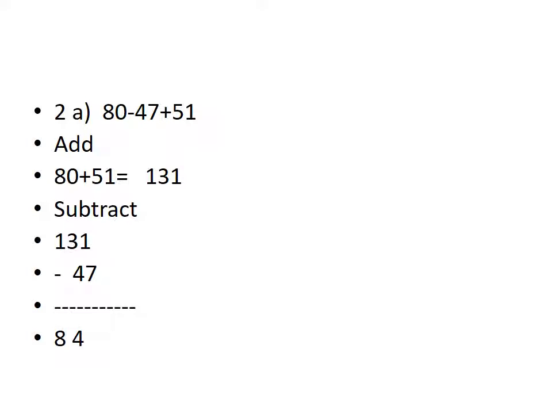Question number 2, A part. 80 minus 47 plus 51. 80 does not have any sign. That means 80 has a plus sign. And 51 also has a plus sign. First add 80 and 51. Answer is 131. Now subtract 47 from it. Okay. Now borrow from 3. 11 minus 7, 4. 12 minus 4, 8. Answer is 84.